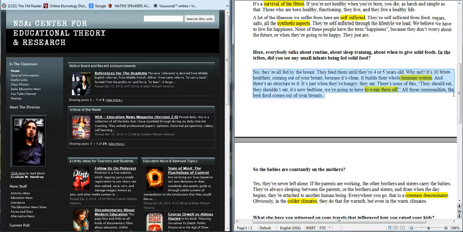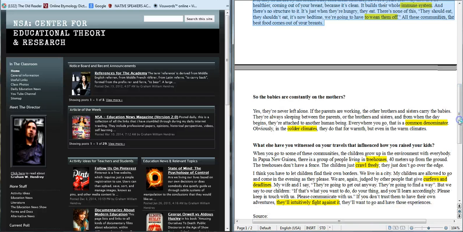So, the babies are constantly on the mothers. Yes, they're never left alone. If the parents are working, the other brothers and sisters carry the babies. They're always sleeping between the parents or the brothers and sisters. And from when the day begins, they're attached to another human being. Everywhere you go. That's a common denominator.